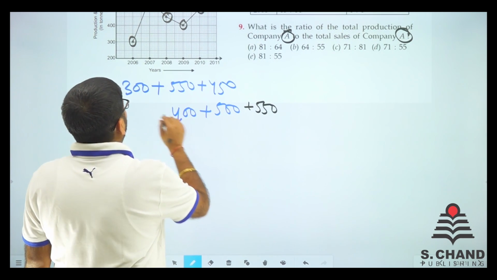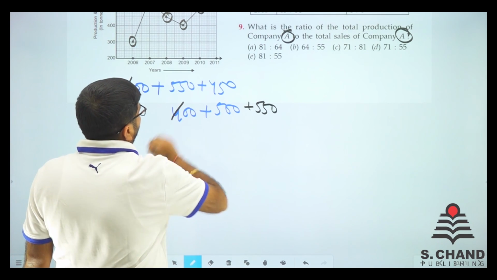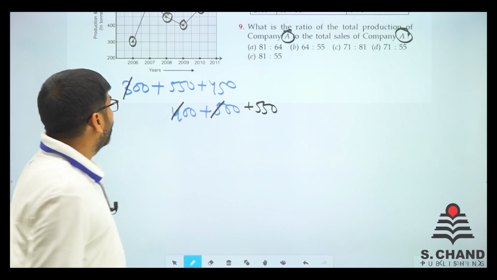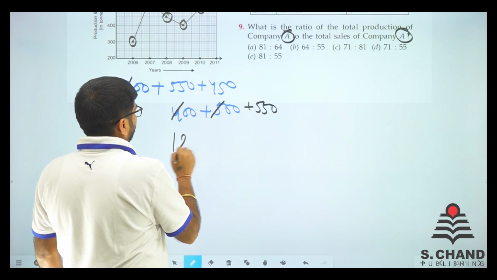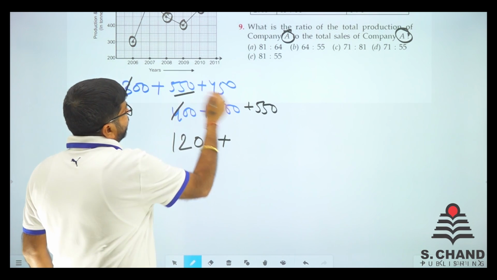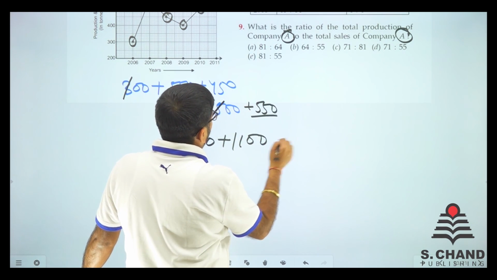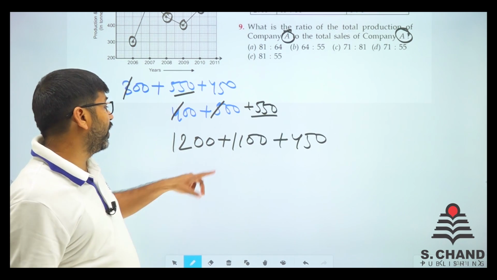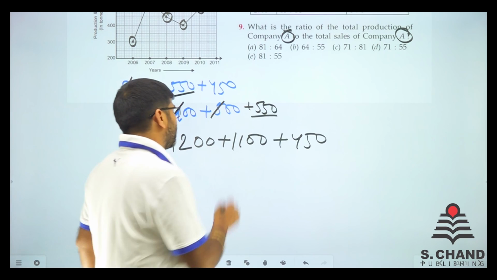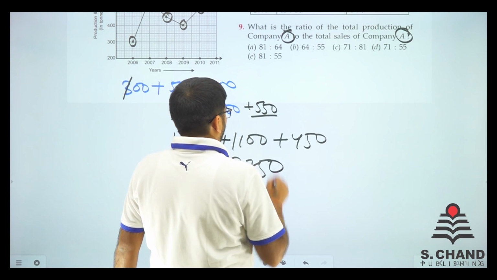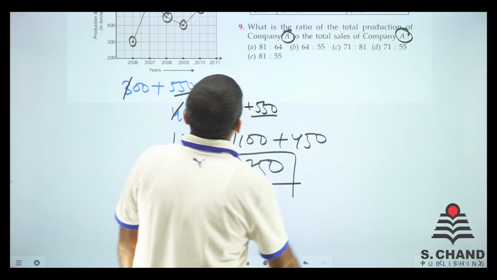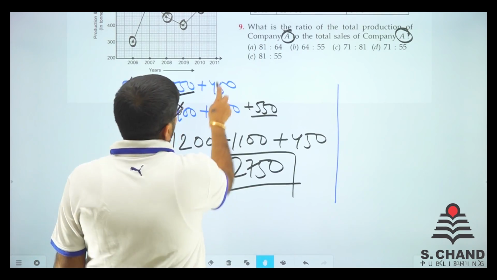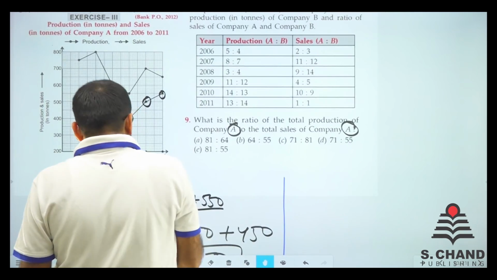Now we need to add. So we have got 3 and 4, 7. 7 and 5 is 12. Now 12 plus these two will count as 1100 plus 450. So we have got 11 and 12, that is 23. 23 and 7, 2750. So this is the total sales, right? Let's see the production of A. Let's see what is the production of A. Let us write all of the values.